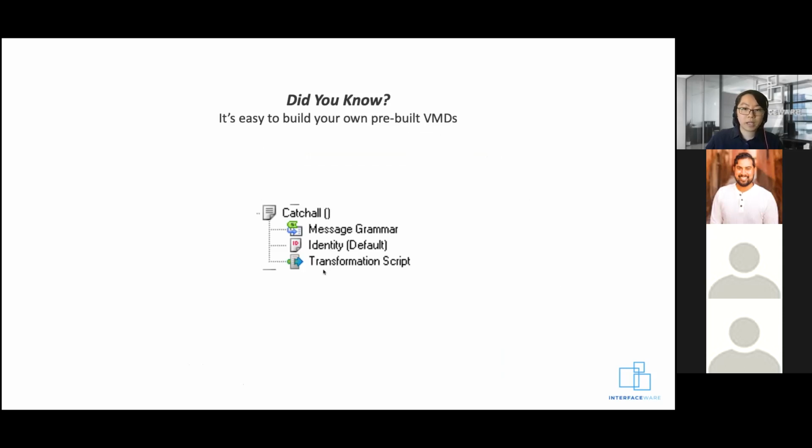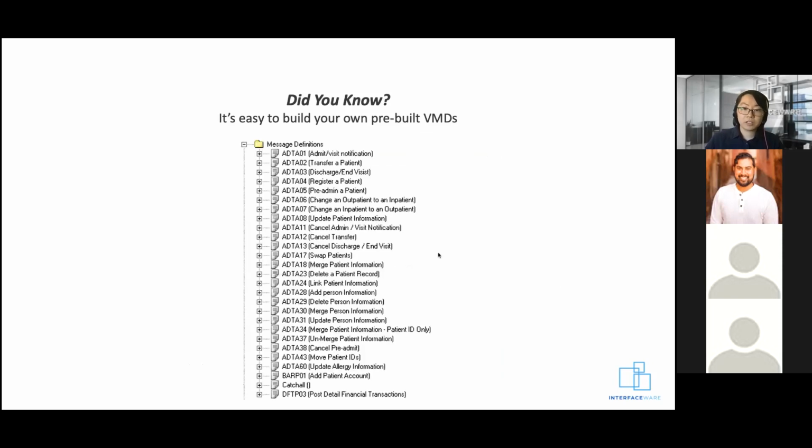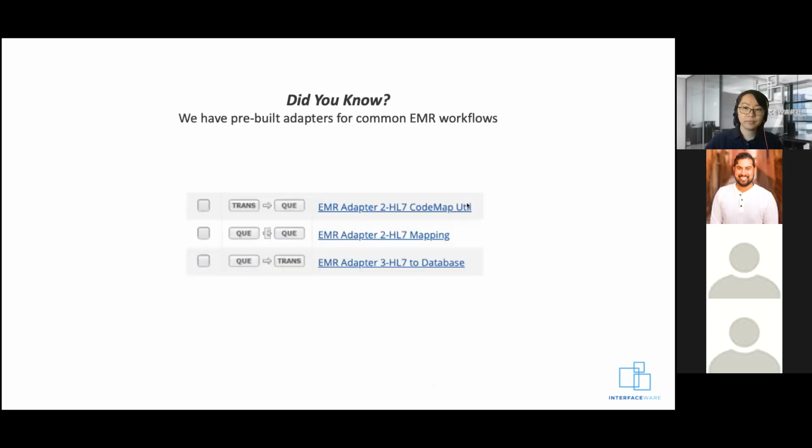Fourth, we would recommend building the catch-all message definition to catch any non-compliant messages. And finally, to maximize the benefit of this pre-built VMD, we recommend creating message definitions for all of the message types you are likely to implement. The more effort you put into developing this now, the less work you'll have down the road when you're on a tighter project deadline. For example, here's our Epic ADT VMD. As you can see, it contains quite a long list of event types and not just a few that we would expect to work with.